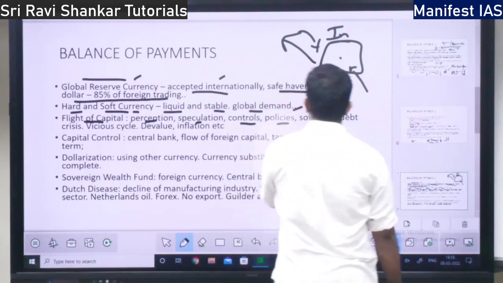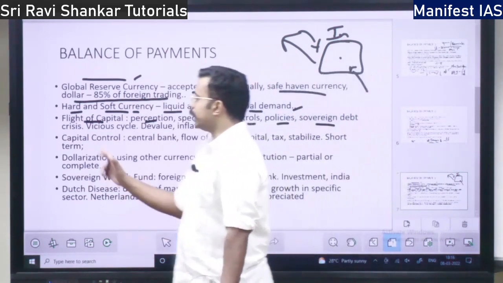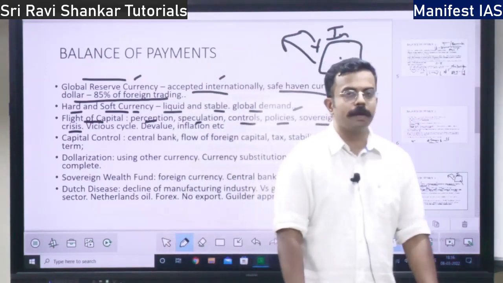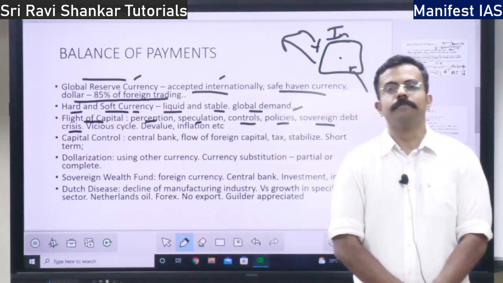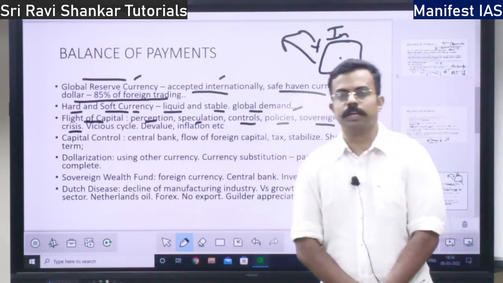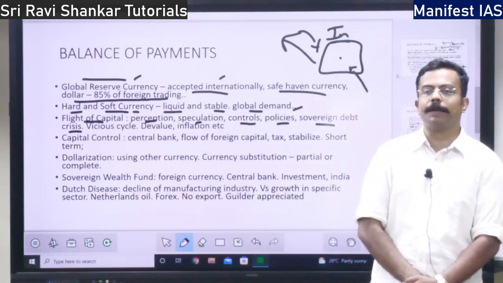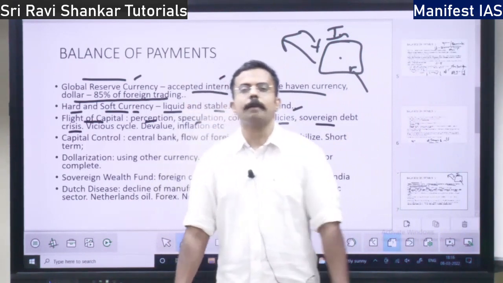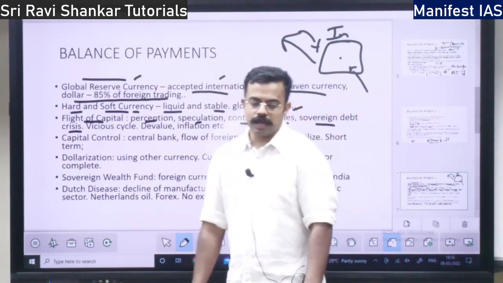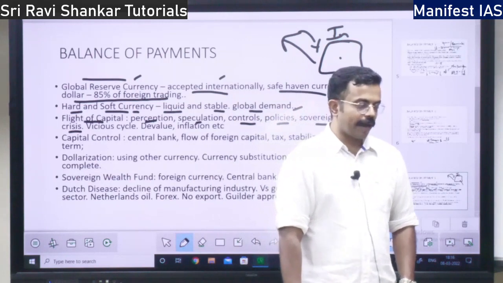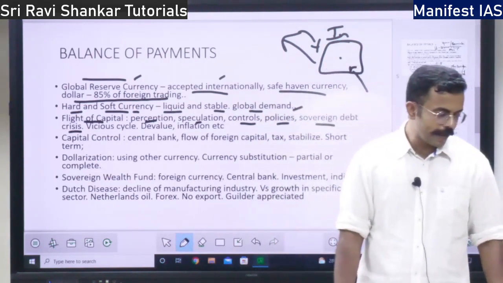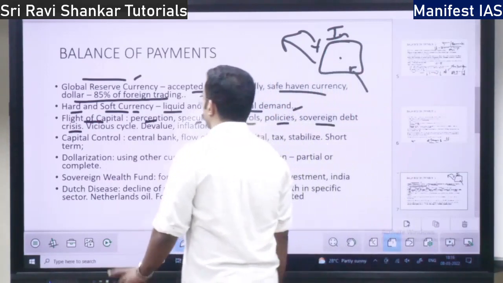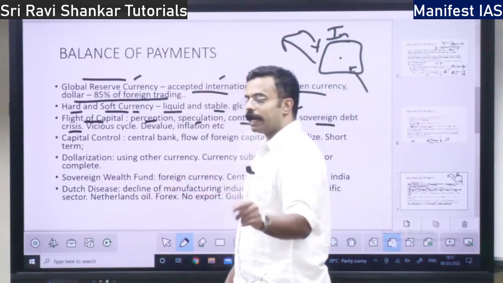Next, you have sovereign debt crisis. Sovereign means what? Government. When the government itself takes the loan and fails to repay, then it is called sovereign debt crisis. The best example is Greece, and also your PIGS economy: Portugal, Ireland, Greece and Spain. PIGS economy, right? They are famous for the sovereign debt crisis.